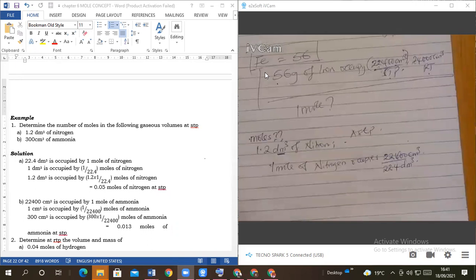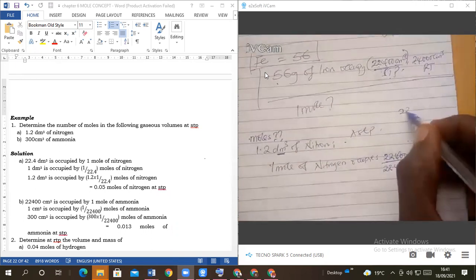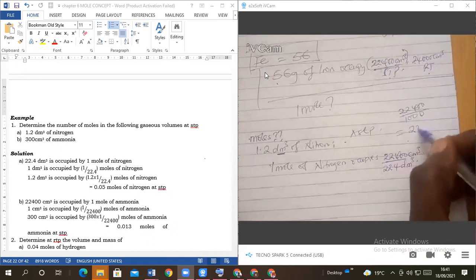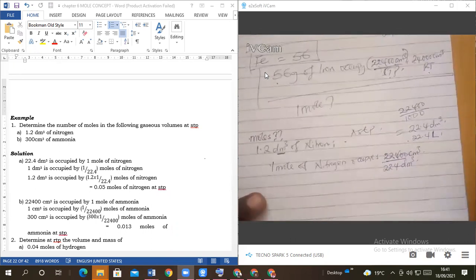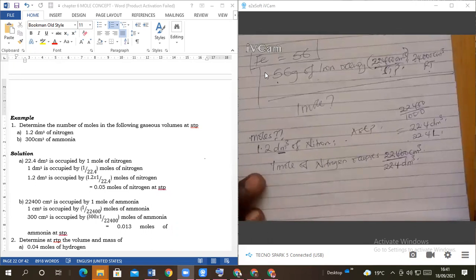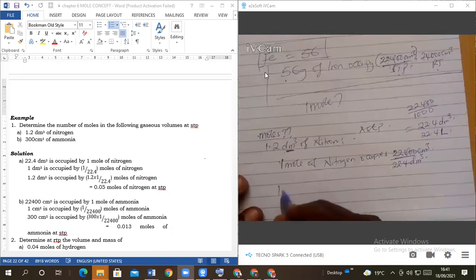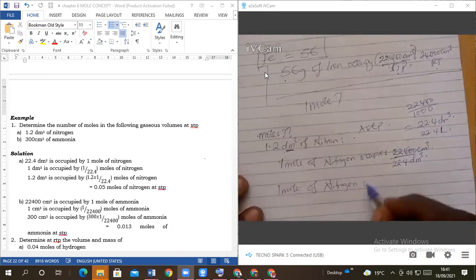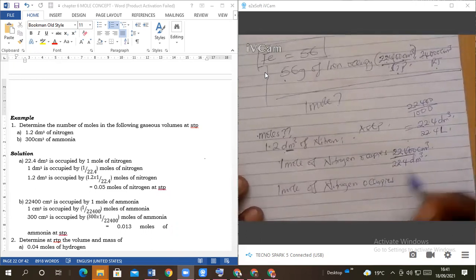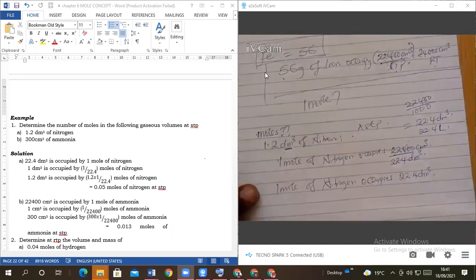You are not seeing? So if you divide this answer here, 22,400 divided by 1,000, you get what? 22.4 decimeters cubed, or 22.4 liters, isn't it? Yes? So 1 mole of nitrogen occupies 22.4 decimeters cubed. Now go back to the equation.